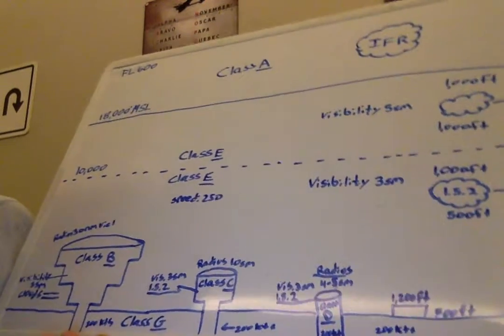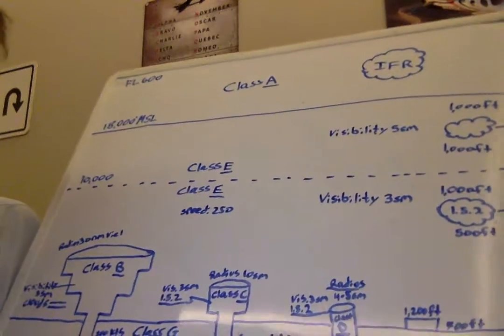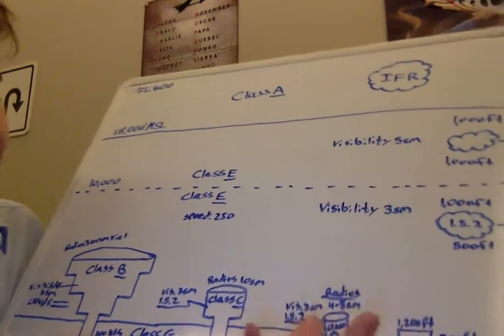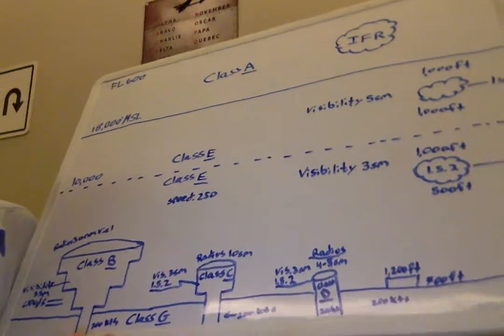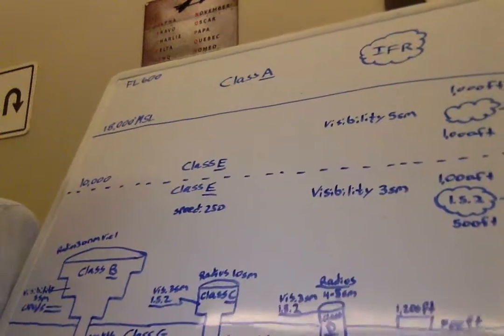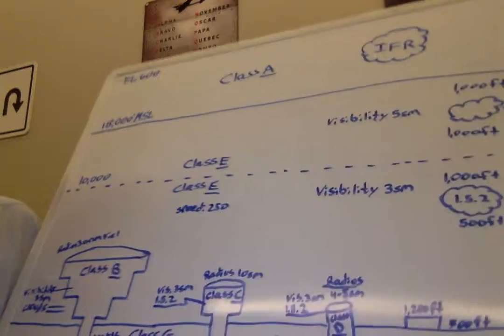Its radius is 4 to 5 statute miles, and it is tailored to the certain airport it's at. So it's not always just this perfect circle. It can be anything that the airport needs.